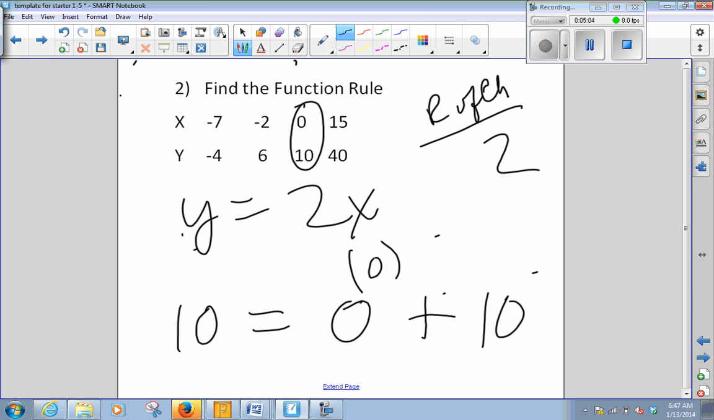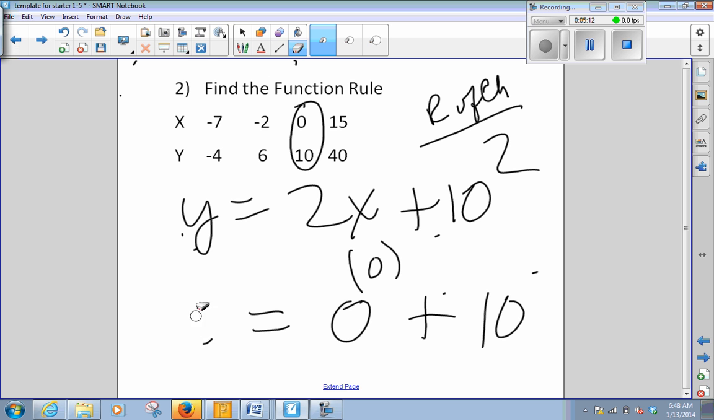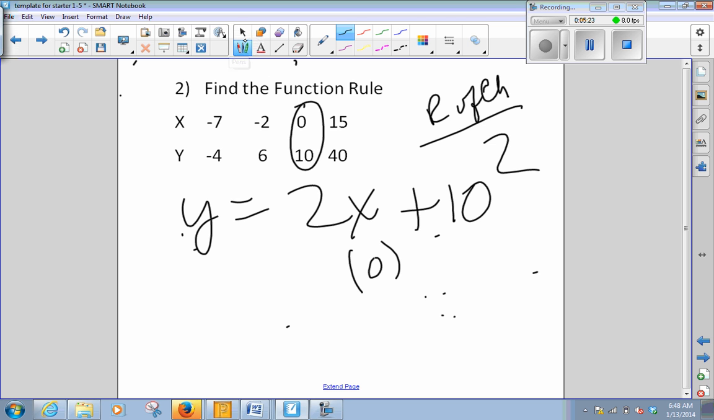So that means my function rule is I take my x value, I multiply it by 2, then I add 10. Remember, when you are trying to find the equation that represents a table of values, one of the best things to do first is to find the rate of change, because the rate of change always goes in front of the x as long as it's a linear function. It means it forms a straight line. Then, once you've found your rate of change, see if you have to do a little something extra to get from here to here. In this case, if I did 0 times 2 to get 0, then I had to add 10 more. So my function rule is y equals 2x plus 10.